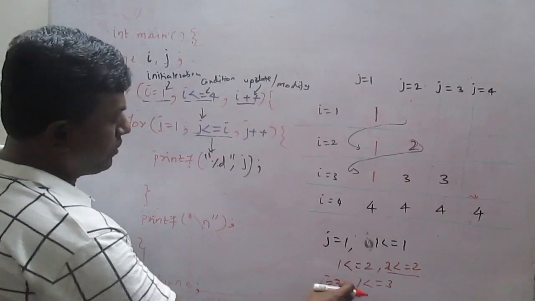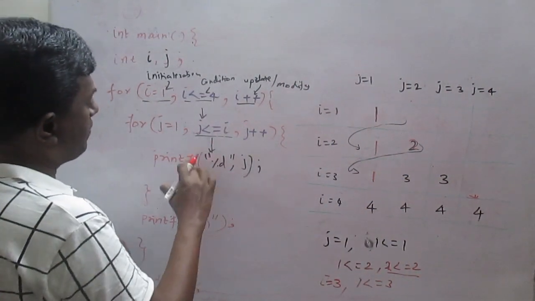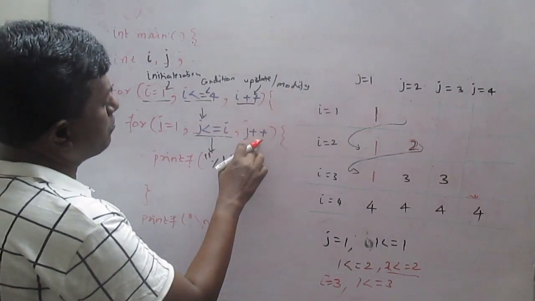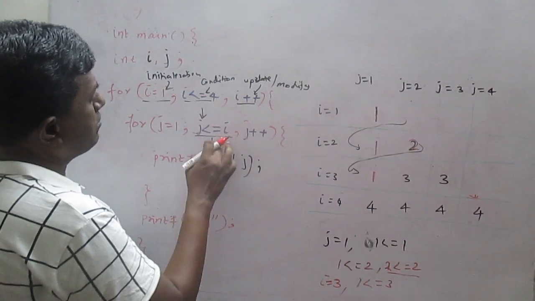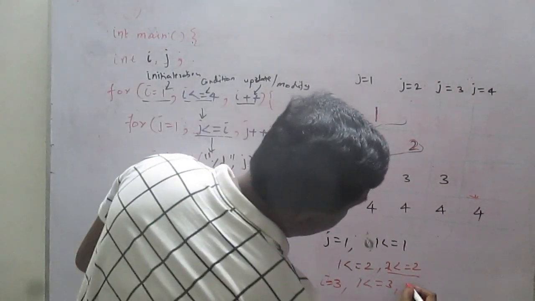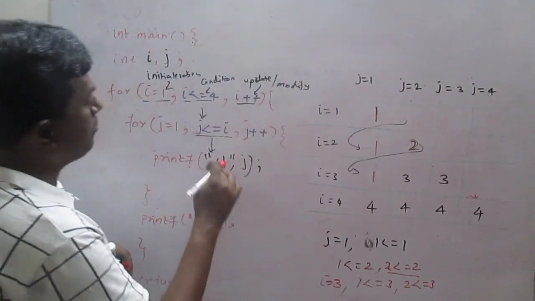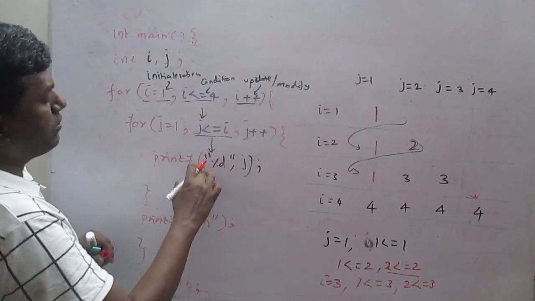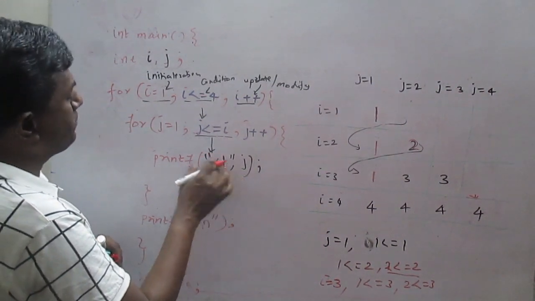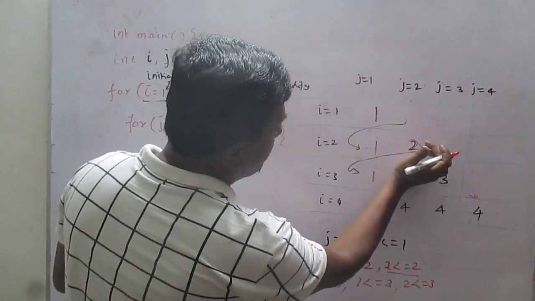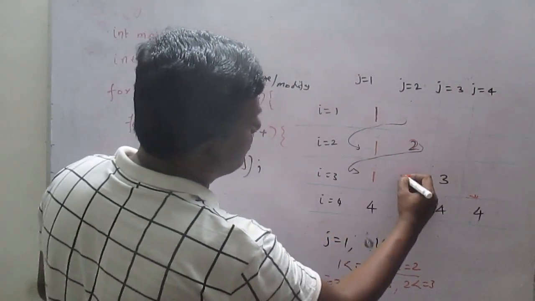So after printing 1, we go back and do the increment, so now j becomes 2. 2 is less than or equal to 3, yes, condition true, so we enter the loop again. Now we print j, which is 2, so 2 will be printed.